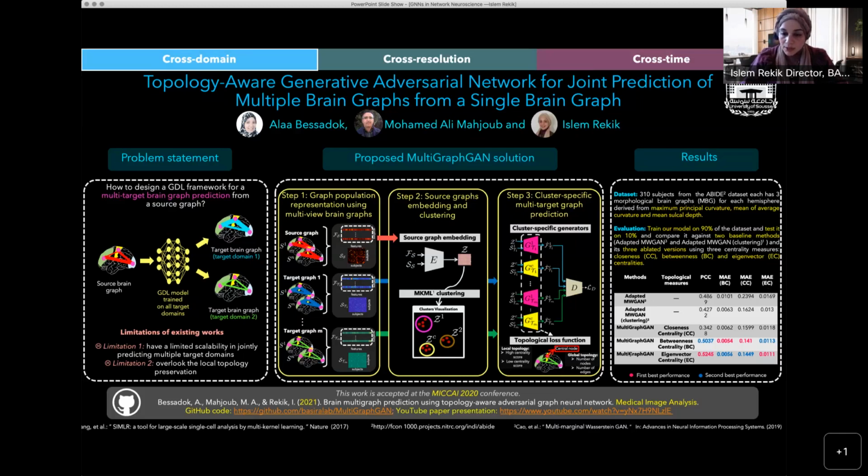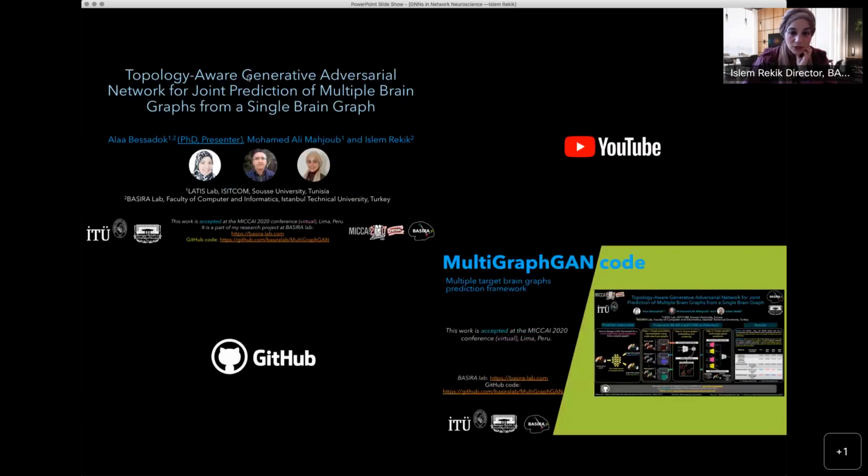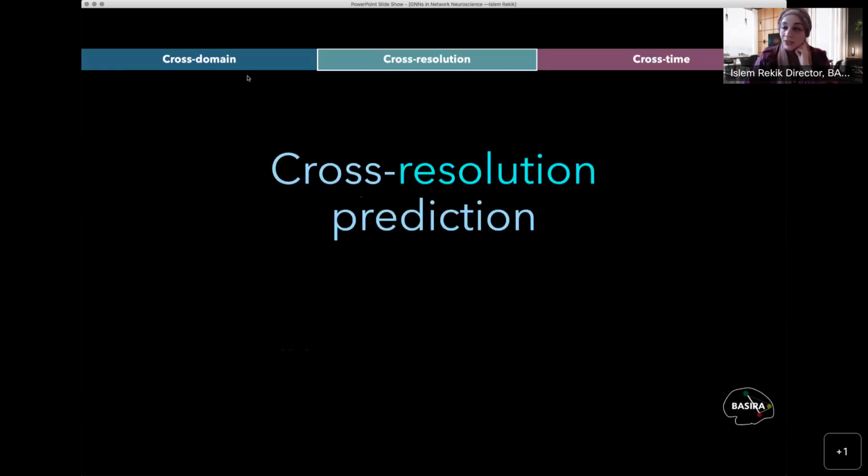You can see that the multigraph GAN, when it was enforced by a topological loss using betweenness centrality and eigenvector centrality, had the first best and second best performance compared to these modified methods. If you're interested in learning more about this, with all the maths and all the detailed formalization, you can check out the 20-minute video on YouTube, and the code is also available. Now let's quickly move to the second example.